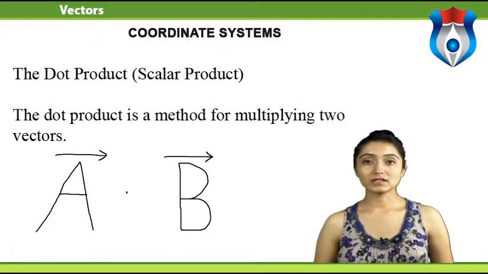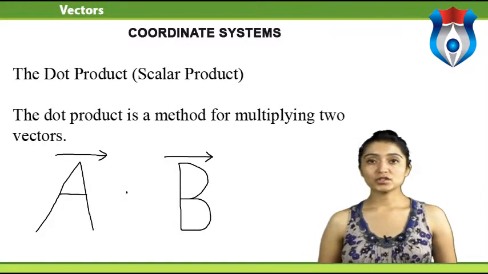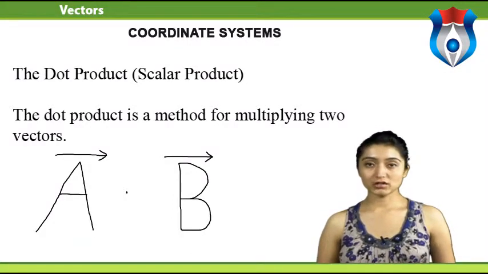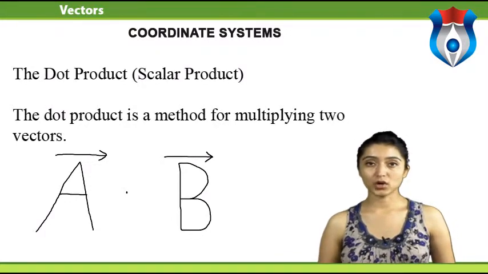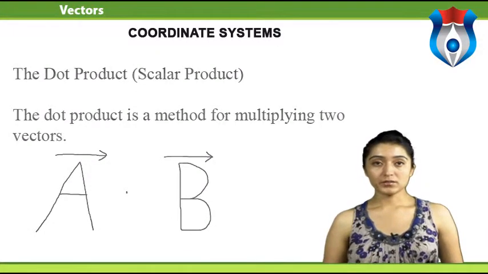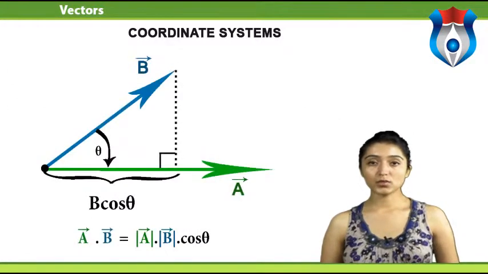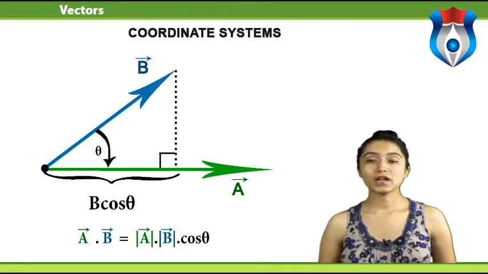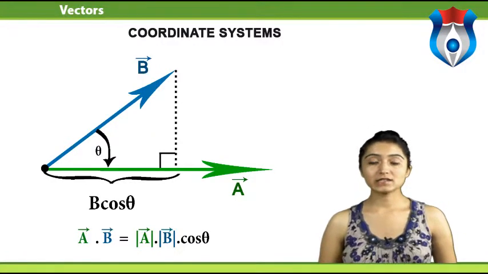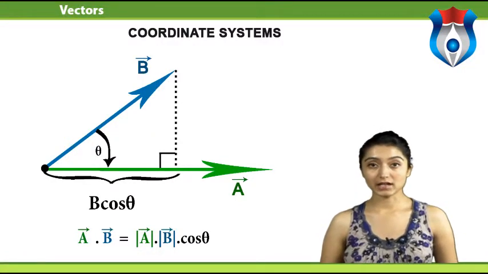The dot product, scalar product. The dot product is a method for multiplying two vectors. Because the product of the multiplication is a scalar, the dot product is sometimes referred to as the scalar product. The dot product will be used to find an angle between two vectors and will have applications in finding distances between points and lines, points and planes, etc.